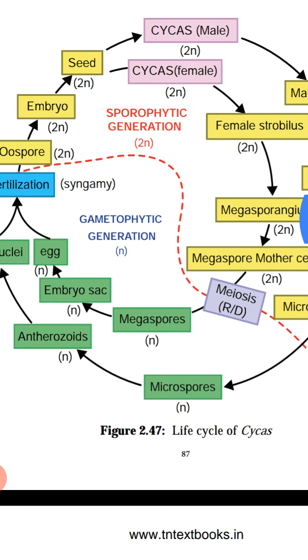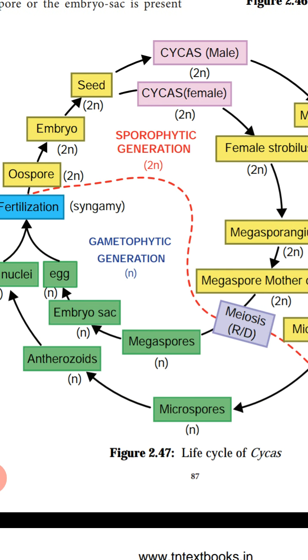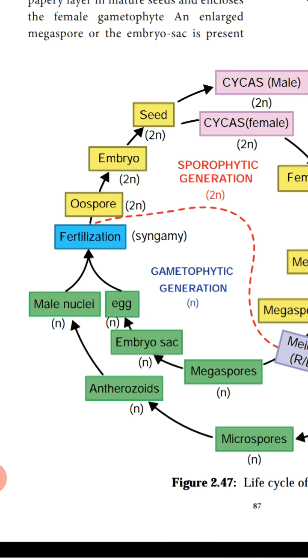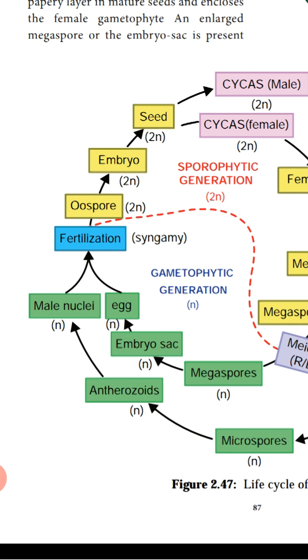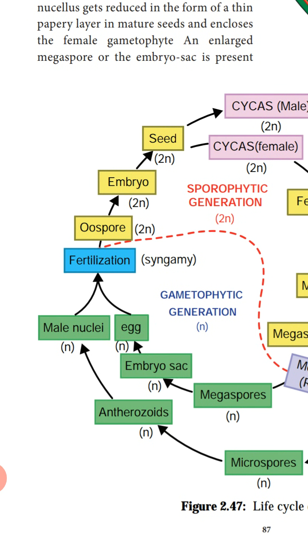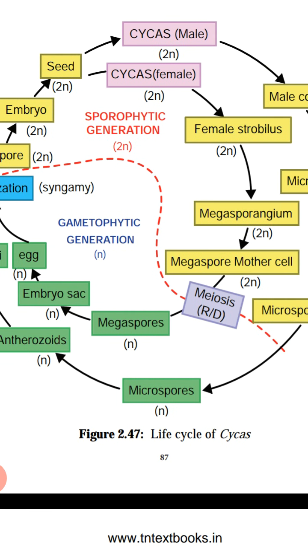Now here, these microspores will form the male gametes or the antherozoids. That is, the male nuclei are present, and the megaspores have the embryo sac. The embryo sac contains the egg. Next, what will happen, these antherozoids as well as the egg will fuse, that is the fertilization will take place. Zygote is formed. That zygote will undergo division and form the embryo. Later it will develop into the seed. Again, it will give rise to the new Cycas plant. So here, this is the life cycle of Cycas. Hope you have understood this, children.